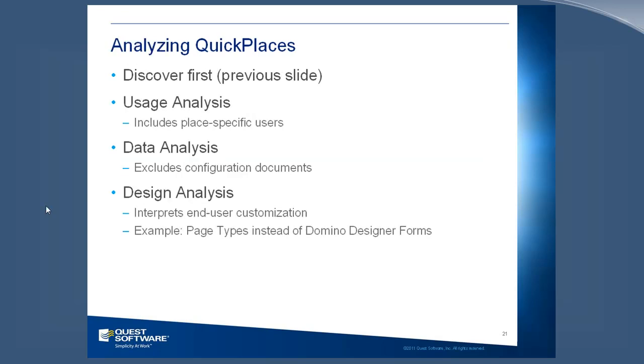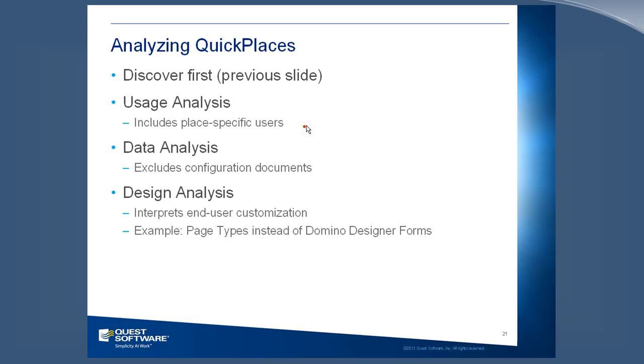So when we're doing analysis of a QuickPlace, we do the discovery first, like I said, and then the usage analysis will include place-specific users. And this is actually a pretty important part of QuickPlaces. QuickPlaces has this cool feature where you can invite people who are not really in your Domino directory.